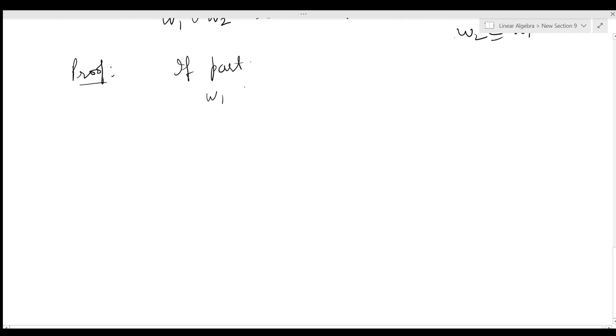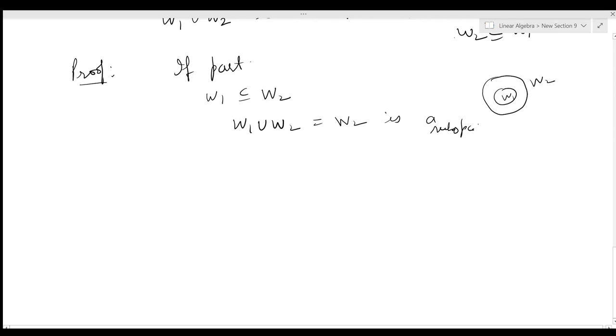Suppose W1 is a subset of W2, which means W1 union W2. If this is your W2 and this is your W1, then W1 is contained in W2, so their union is equal to what? W2, and you know that W2 is a subspace of V, which implies W1 union W2 is also a subspace of V.